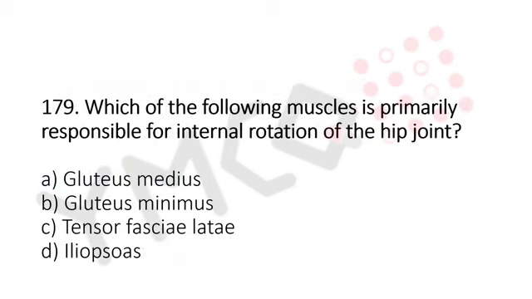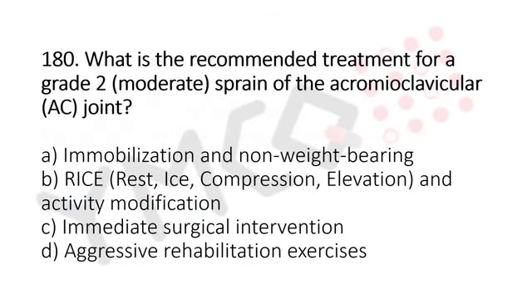Which of the following muscle is primarily responsible for internal rotation of the hip joint? Option A, gluteus medius. Option B, gluteus minimus. Option C, tensor fascia lata. Option D, iliopsoas. And the answer is option B, gluteus minimus. Now let's move to question number 180.